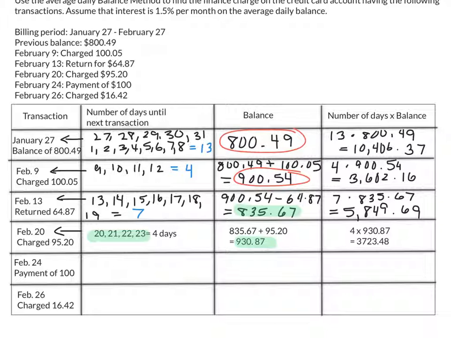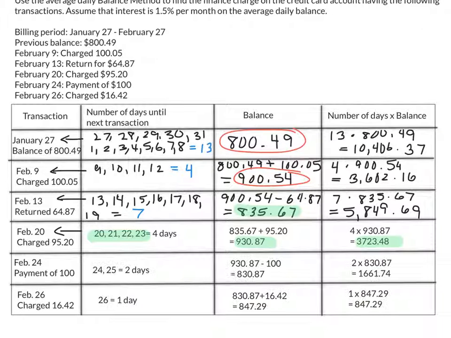So our new balance is $930.87. We'll multiply $930.87 by 4 to get a value of $3,723.48. If we look at our next row, we made a payment on February 24th of $100.